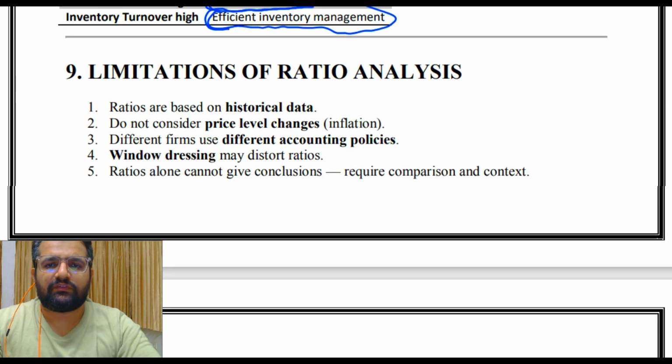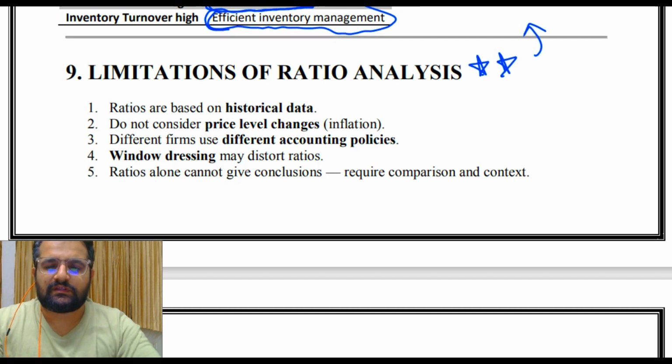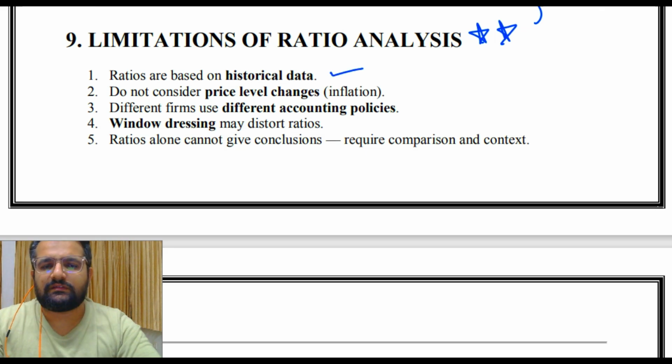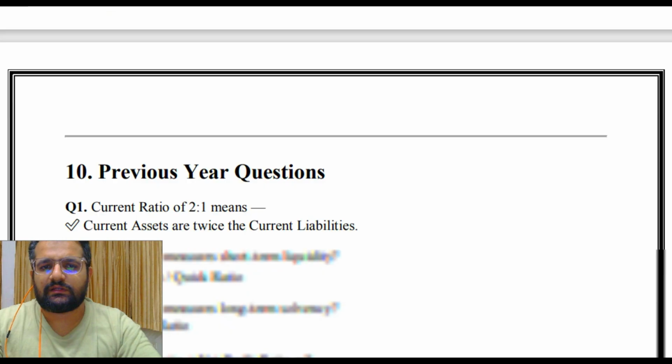Then limitation of ratio analysis, again very important. All of the things that we have seen just now, the formulas and the last line of each and every paragraph, what if the ratio is higher, what if the ratio is lower, are also very important. The limitations of ratio analysis: ratios are based on historical data, do not consider price level changes, that is inflation. Then different firms use different accounting policies. Window dressing may distort ratios. Ratio alone cannot give conclusions, requires comparison and context.